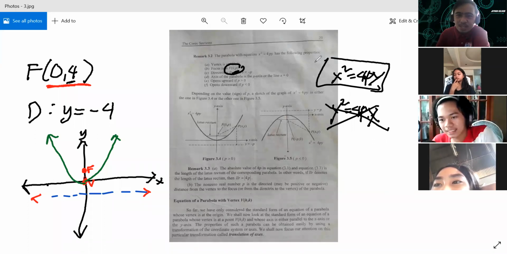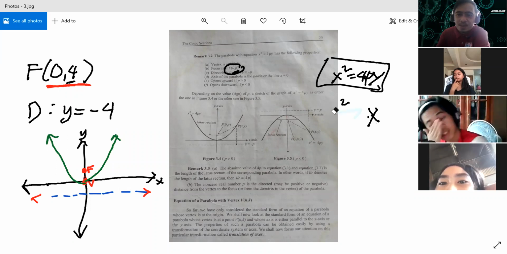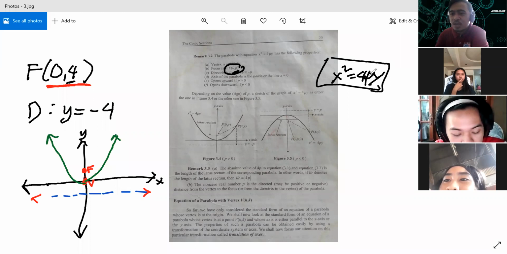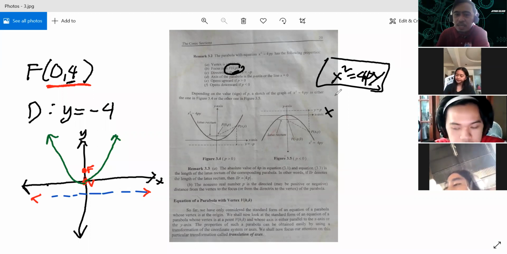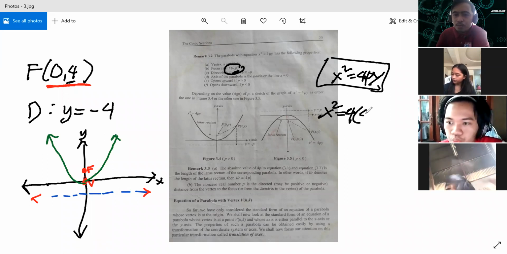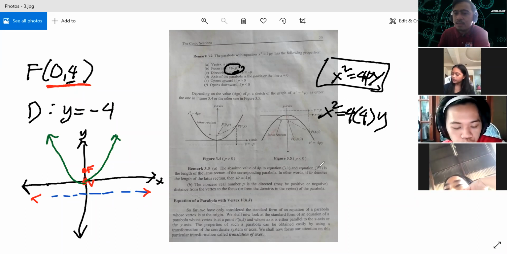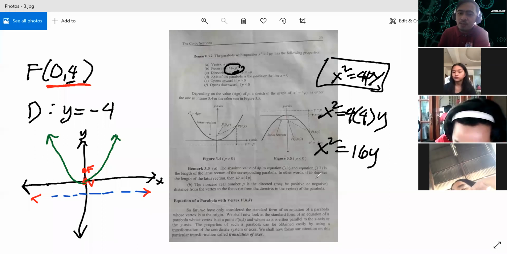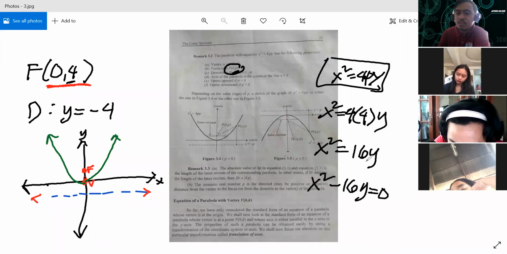Okay. So, we can get the equation now. We will be using this one. We already know our p. You need to know the form and the value of p. Since your p is 4, it will be 4 times 4y, or x squared equal to 16y. If you want to give the general form, it will be x squared minus 16y equal to 0.